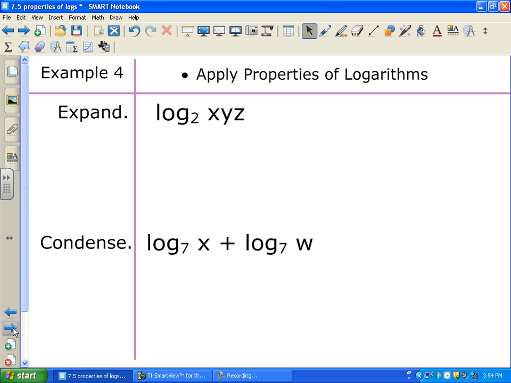All right. Next problem, not asking us to do anything except for expand or condense. First problem says log base 2 of x, y, z. Second problem says condense log base 7 of x plus the log base 7 of w. Expand, we have x times y times z here. So that's going to be a log base 2 of x plus log base 2 of y plus log base 2 of z. That's it. You're done expanding that thing.